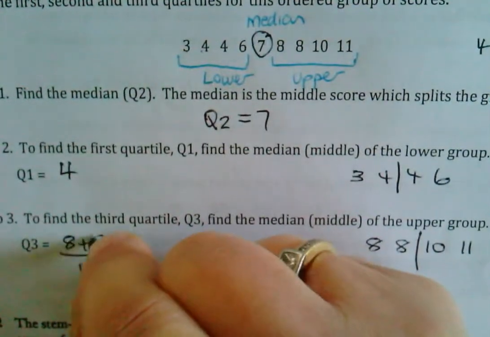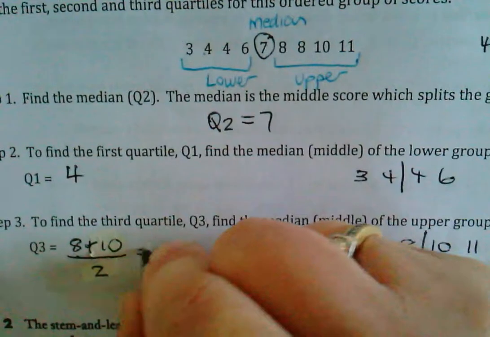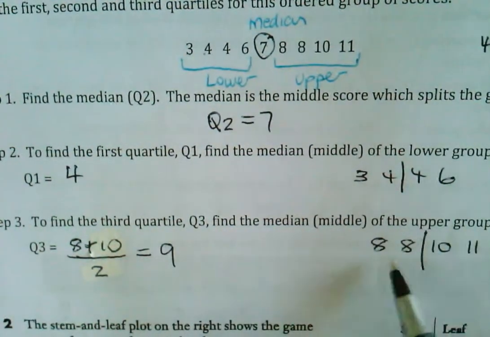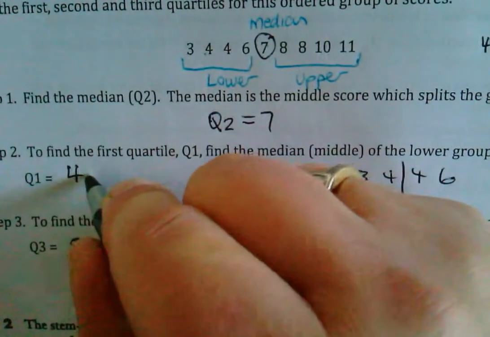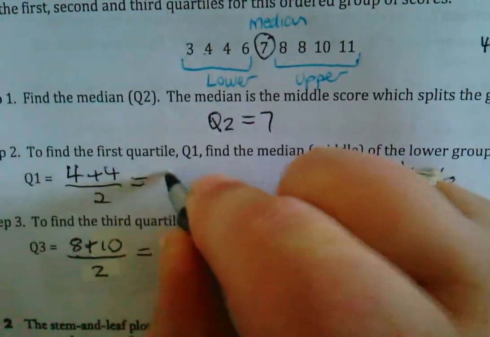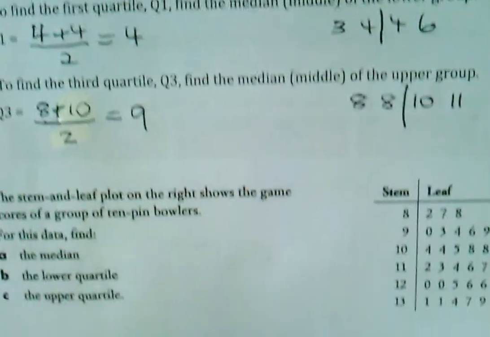Oops, 8. Oh goodness me, look what I'm writing. Okay, so that median is 9, but really, if it's easy to see, halfway between 8 and 10 is 9. All right, this 4 was the average of 4 and 4, but you don't need to show that working. Okay? All right, here we go.